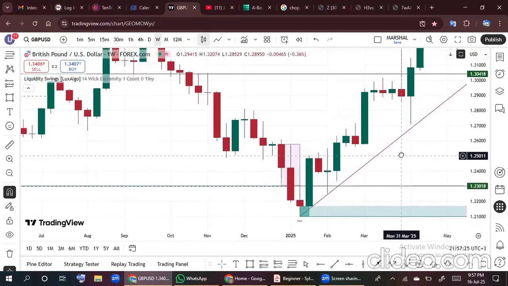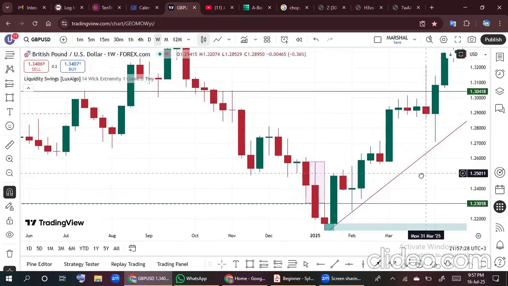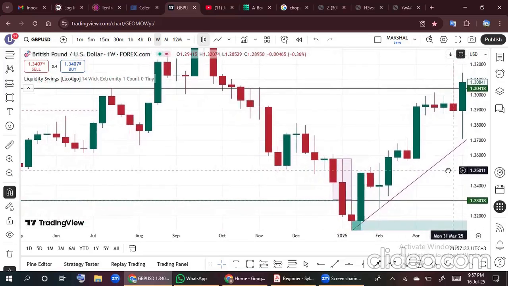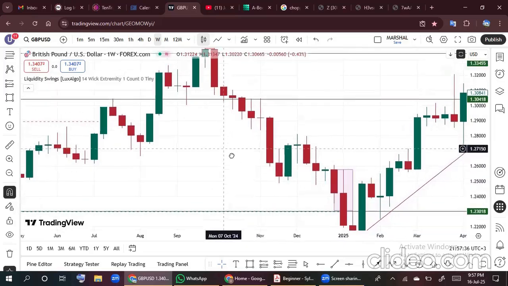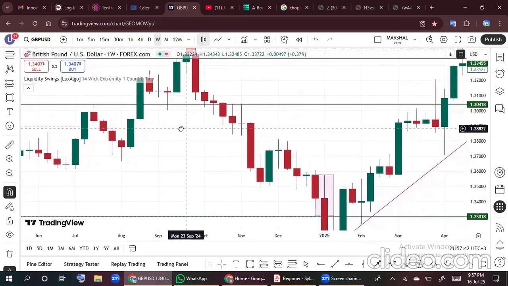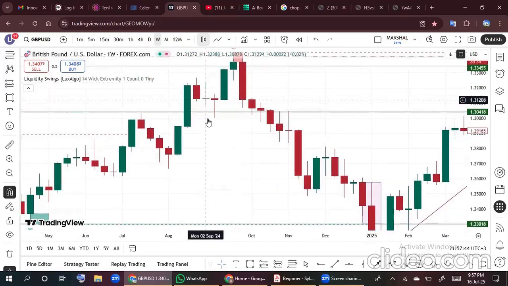So we have the doji candle, although there are different types of doji. This is a dragonfly doji. Largely, this is a doji candle.